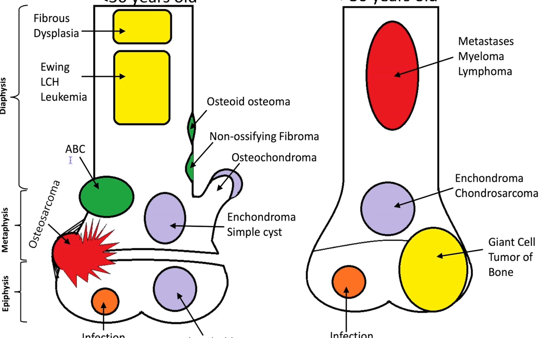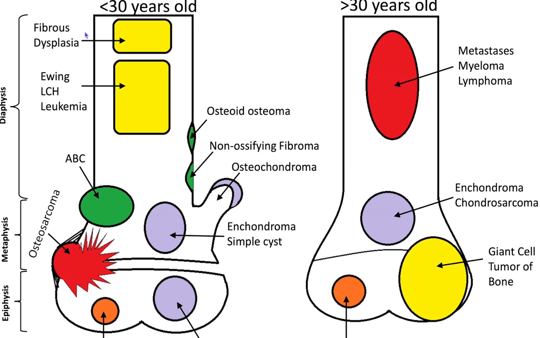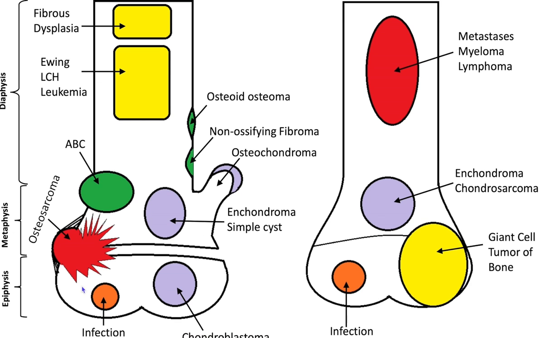In the diaphysis, for those under 30, you can have fibrous dysplasia, Ewing's, Langerhans cell histiocytosis, leukemia. You can have your osteoid osteoma, the non-ossifying fibroma, one of the most common benign bone tumors. Aneurysmal bone cysts. As we go across to the metaphysis, you can get enchondroma, simple cysts, osteochondromas, osteosarcomas, and then in the epiphysis, you can get infection and chondroblastoma. And you can see this growth plate here. In adults, that growth plate is more or less closed.